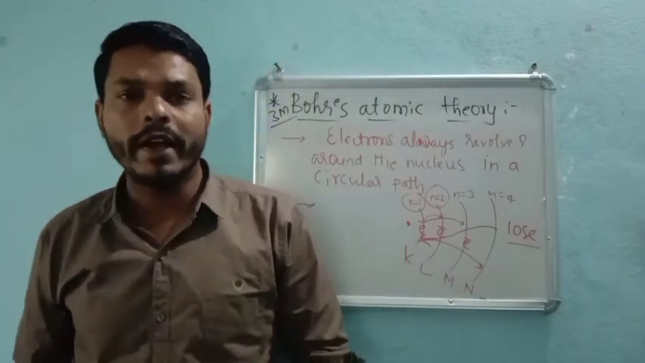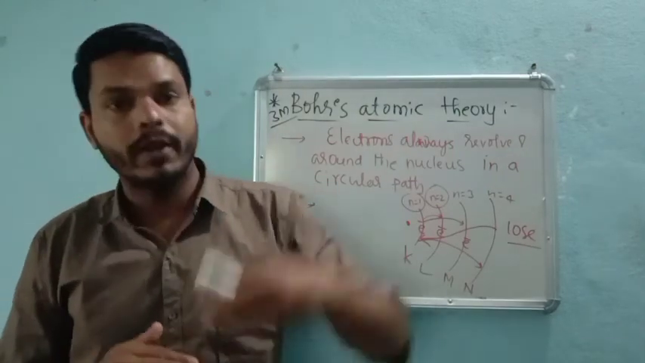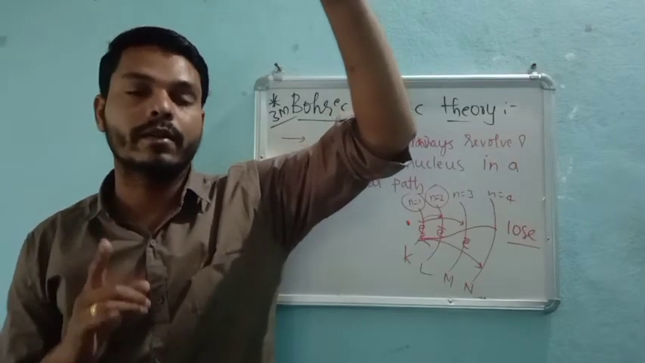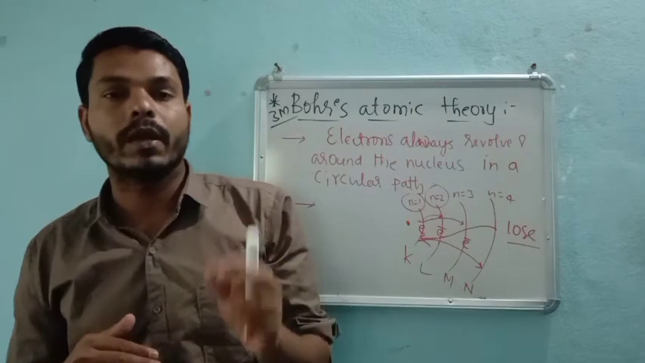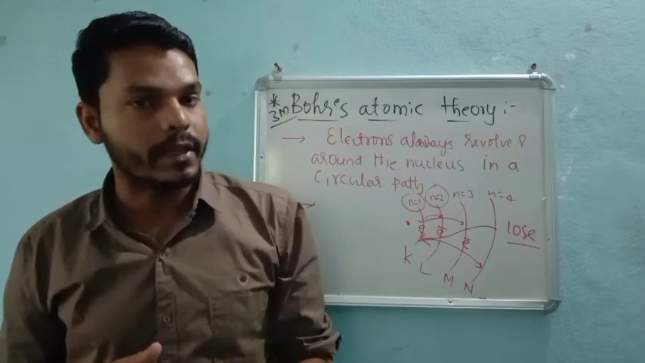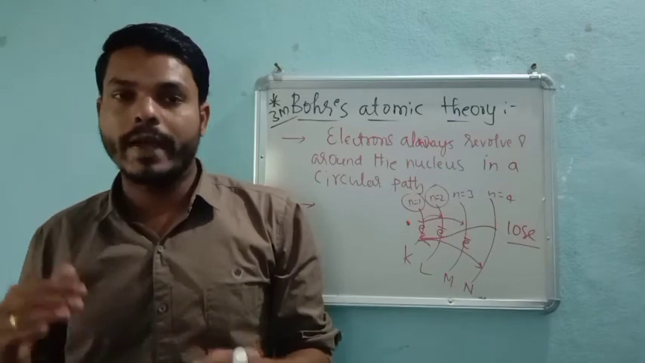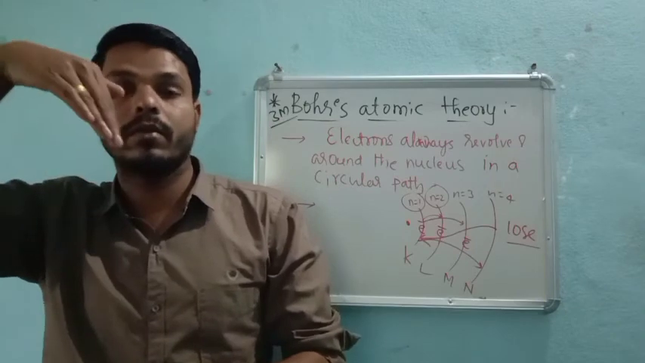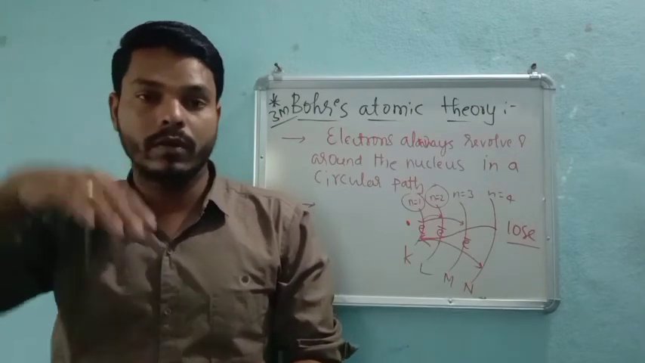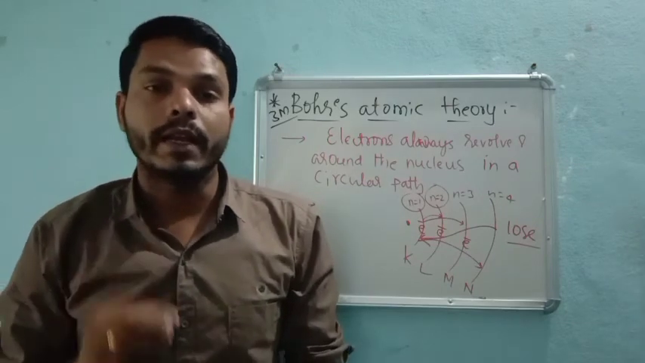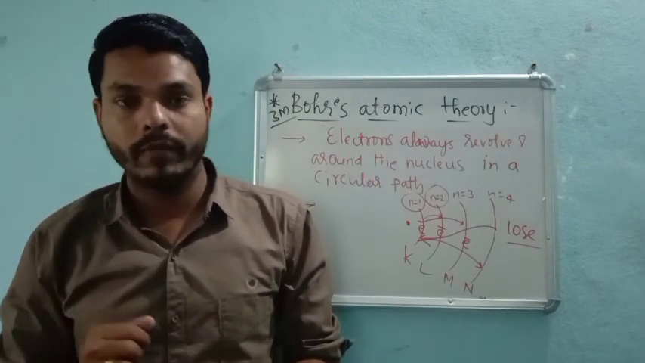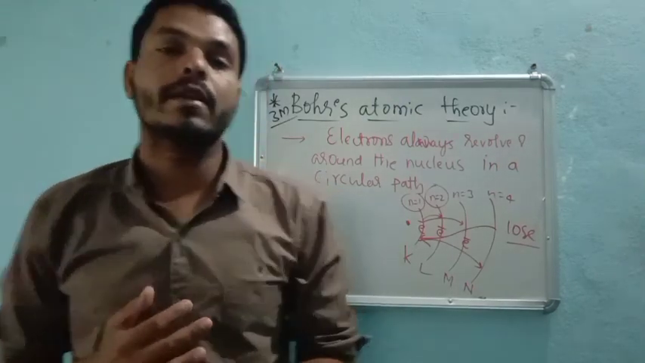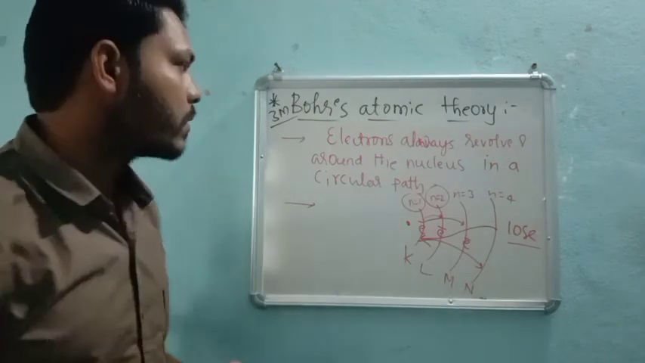And when the electron jumps from a lower energy level to a higher energy level, that means a gain of energy takes place. When the electron jumps from higher energy to lower energy, that is the opposite. Whenever an electron loses its energy, it emits, and that process is called emission. So this is all about Bohr theory.